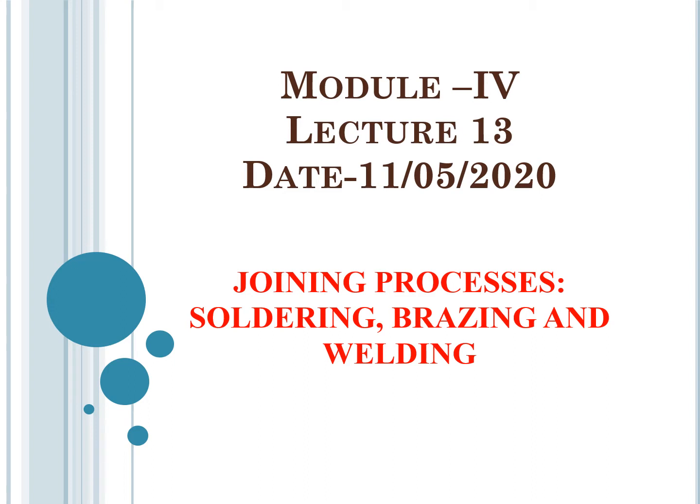So we are into module number 4 and we are discussing joining processes, that is soldering, brazing and welding. In the last session we studied arc welding. Today we shall see the different arc welding electrodes. We have already studied arc welding, and in arc welding we use electrodes. These are of different types, so we shall see what those are and how exactly they are classified.